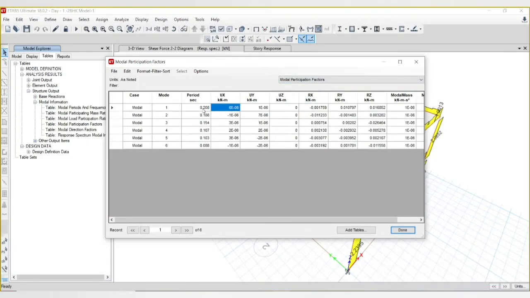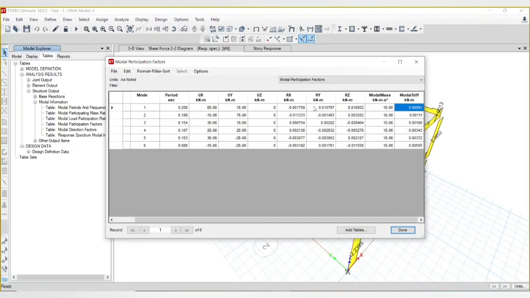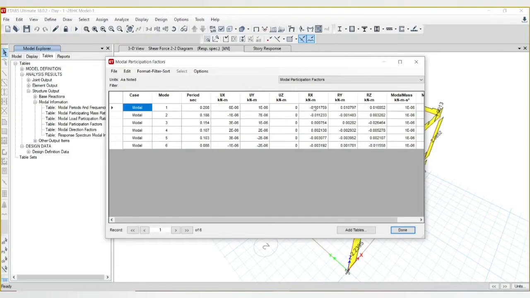Next, you can see the moment which is acting in x direction, y direction and z. Rotation in x, y, z. Modal mass, modal stiffness. So these things are required when you are doing it manually, and all the values can be cross checked now.